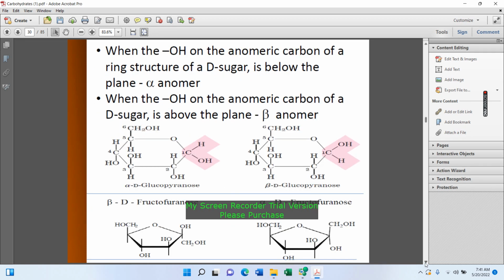When the hydroxyl group on the anomeric carbon of a ring structure of a D sugar is below the plane, it is the alpha anomer. When the hydroxyl on the anomeric carbon of a D sugar is above the plane, it is the beta anomer.